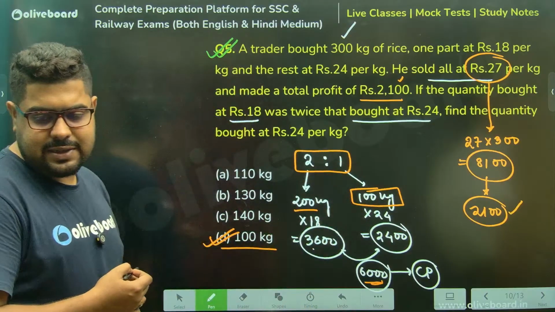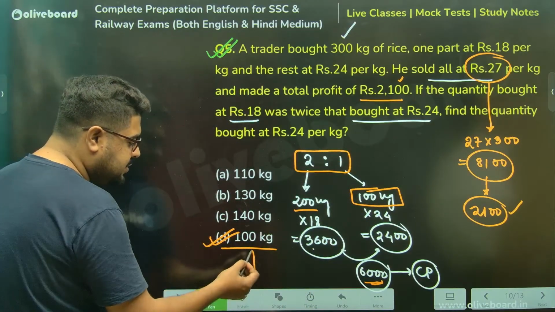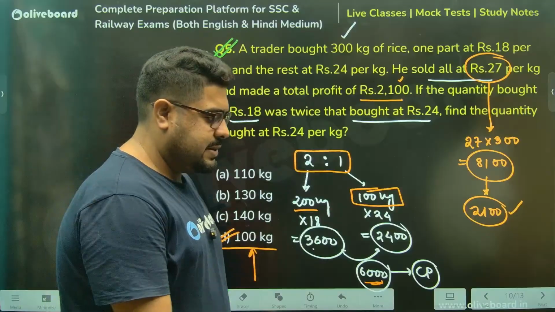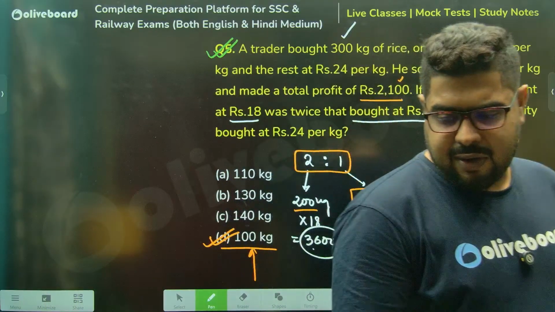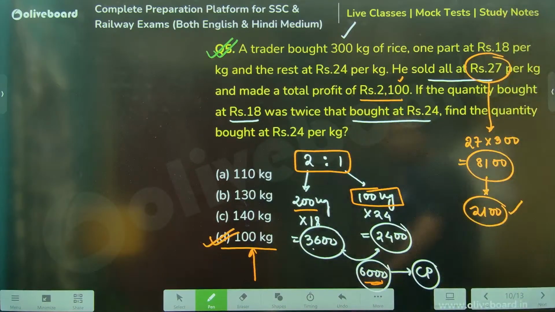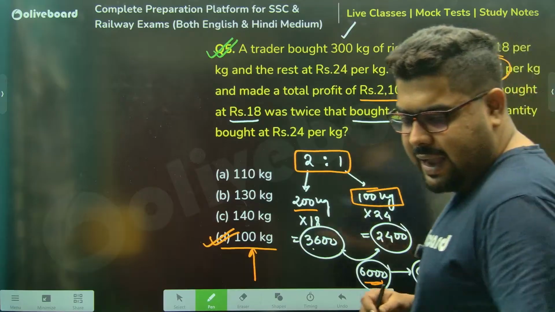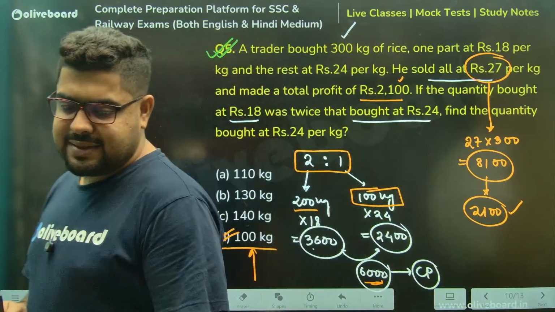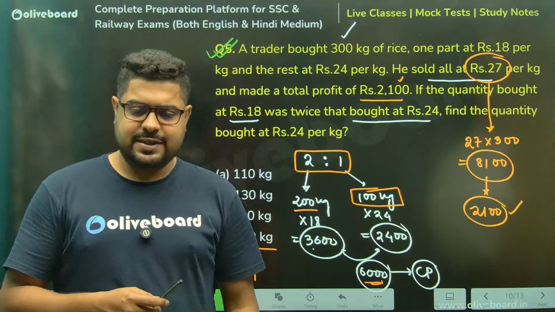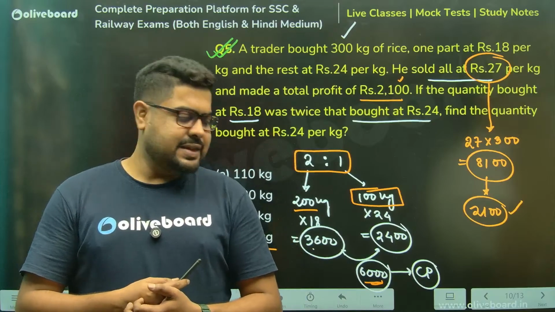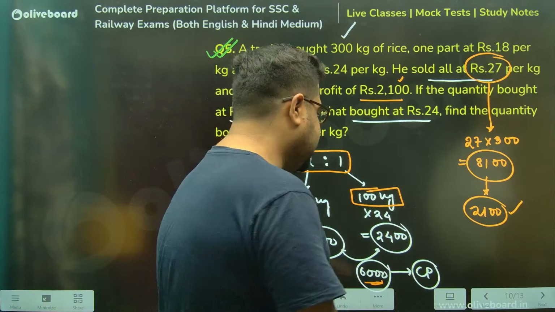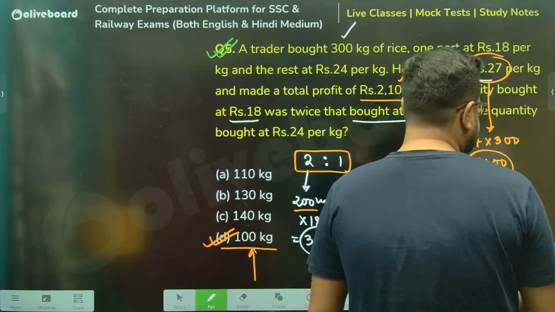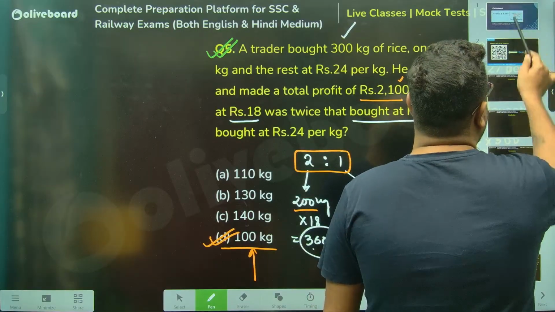I haven't noticed. So this can be solved using one line. I do not need to do all this stuff. I can simply say, sir, this is my answer. Perfect, sir. Not very difficult. Achha, so these were some good questions on your profit and loss.